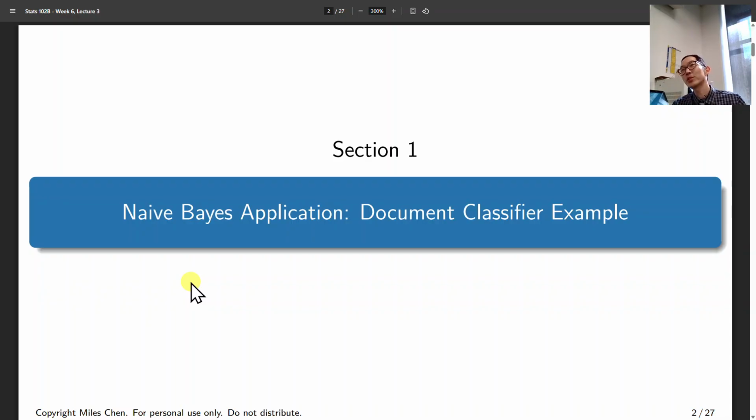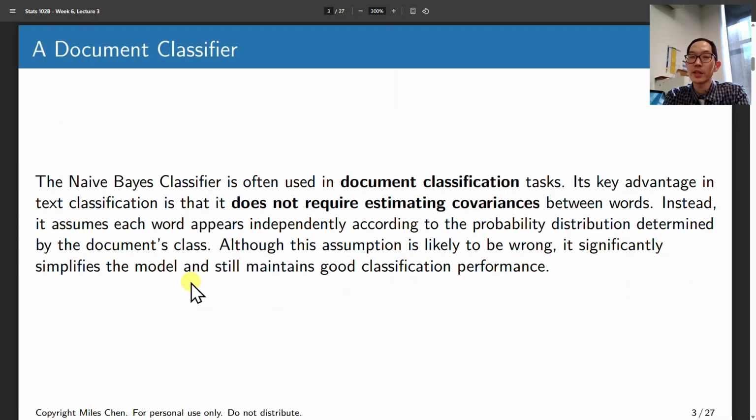But I did want to show a couple of examples where we can use the naive Bayes classifier as a way to perform some classification. And we use the naive Bayes classifier because we don't have to worry about covariance between the input features. Okay, so one example is a document classifier.